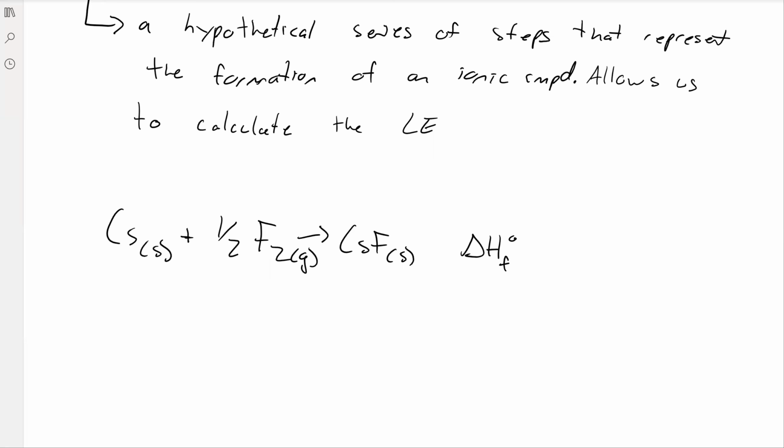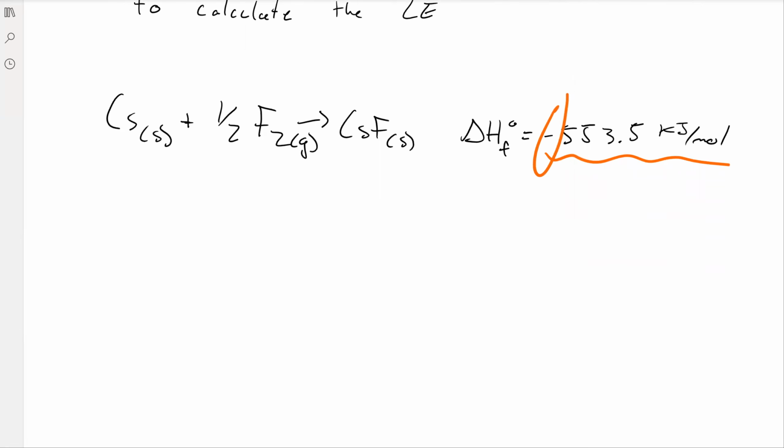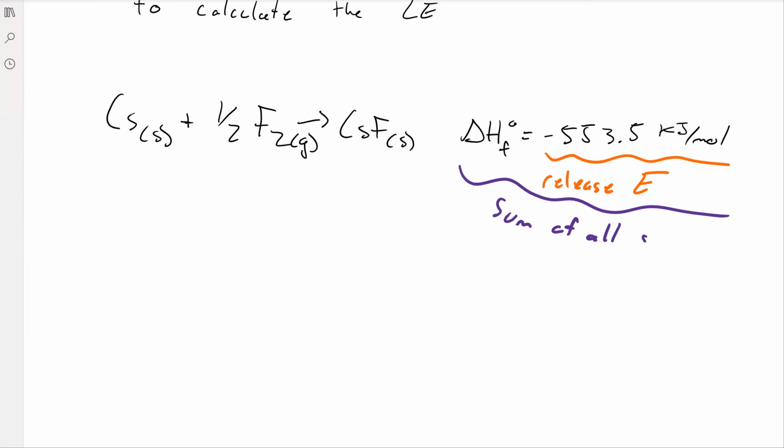If we think about the overall energy change in this process, we get negative 553.5 kilojoules per mole. We'll learn about kilojoules and whatnot in delta H later on. The main thing that we want to know is that this number is negative, which means that we release energy and we become more stable, right? So we release energy during this reaction. And so this delta H of F, that means formation, right? It's a sum of all the steps, the overall energy that is released throughout this whole process.